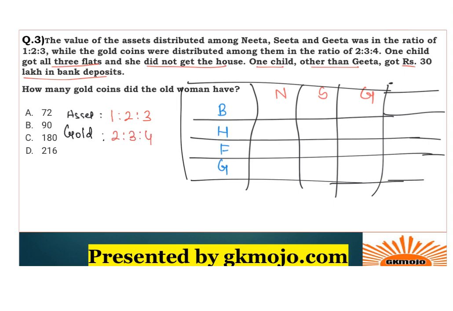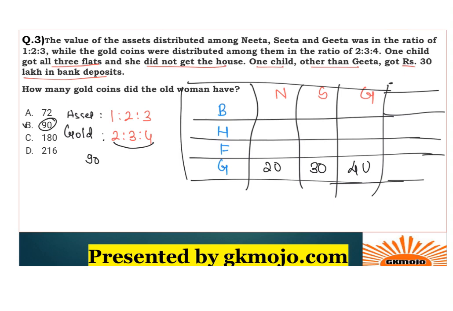The easy way out to solve such a question is using options. I'll start with option B, which is 90. How many gold coins did the old woman have? If she had 90 gold coins, we distribute it in the ratio 2 is to 3 is to 4. So Nita would have got 20 gold coins, Sita 30 gold coins and Geeta 40 gold coins.